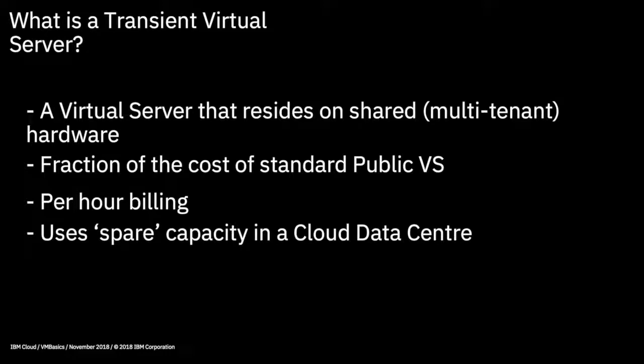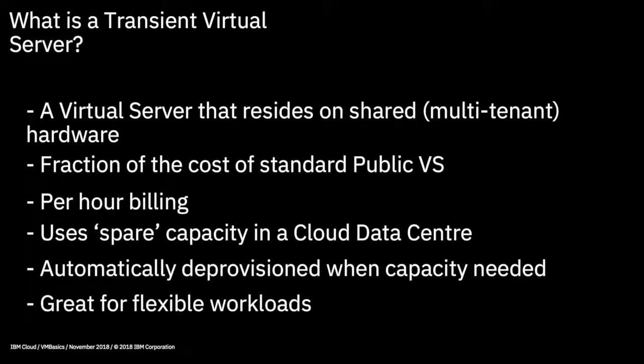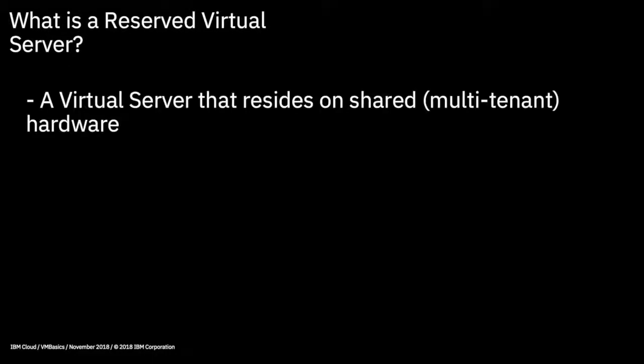Now, the thing to note with transient virtual servers is that if IBM needs that spare capacity back again, they will automatically deprovision transient virtual servers until there is enough buffer capacity. This is done on a first provision, first deprovision basis. This means, of course, that if you have a workload that must be on and running, then putting it on a transient virtual server would be a bit of a mistake because it could disappear at any time. But if you have workloads that can run whenever there is capacity available, these are fantastic because of the low, low cost.